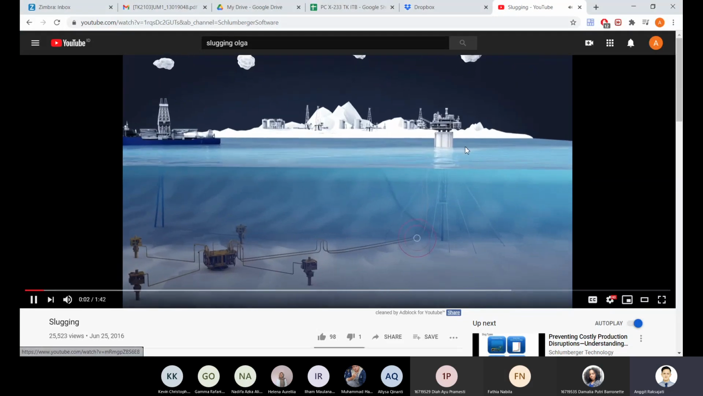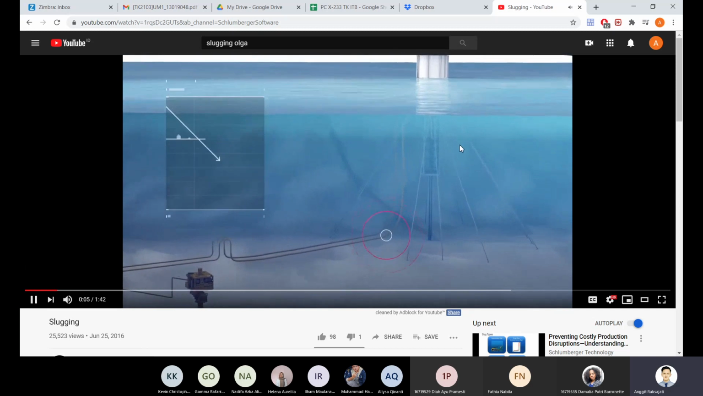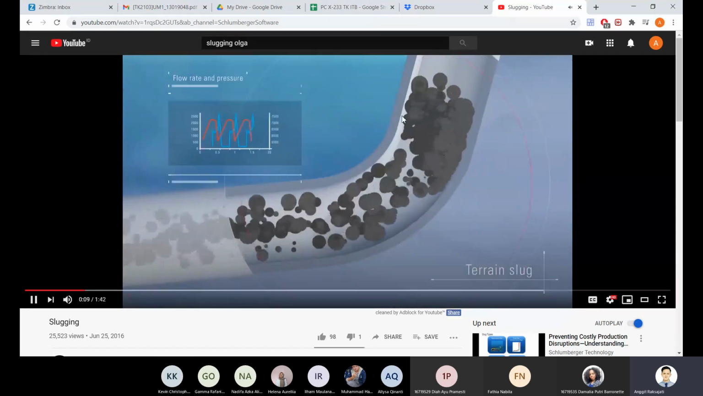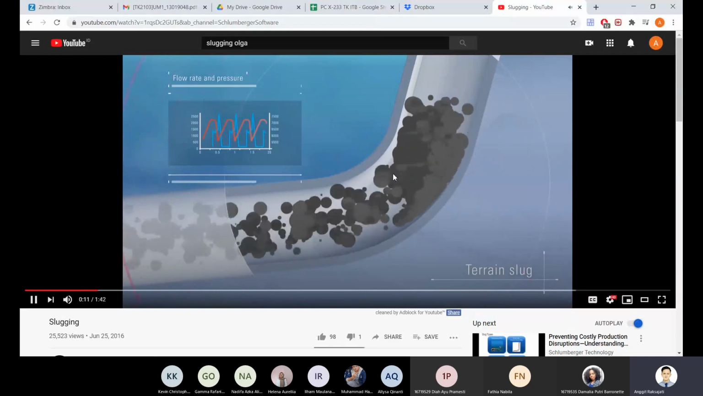Let me know. In all production Can you hear the systems sound? and can cause costly production upsets. There Yes, we can, sir. are slug types. Okay. Terrain slugs occur at the base of a riser.